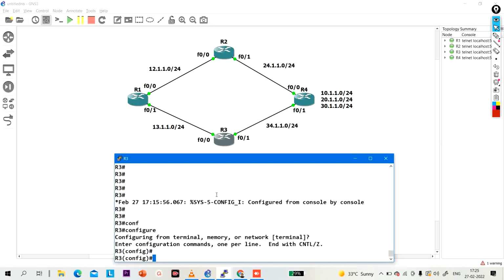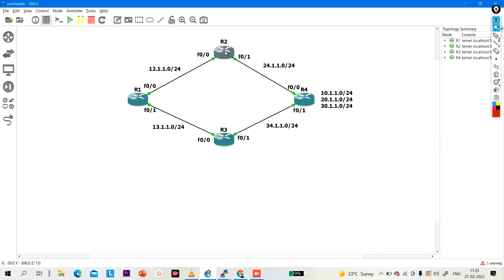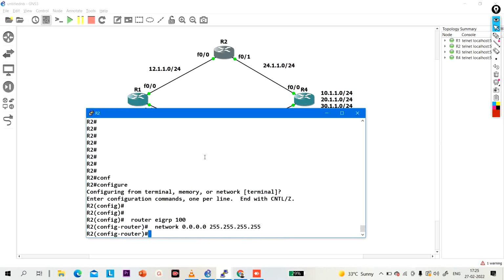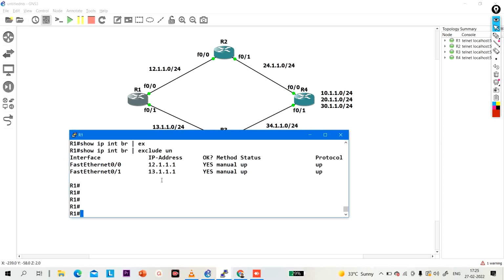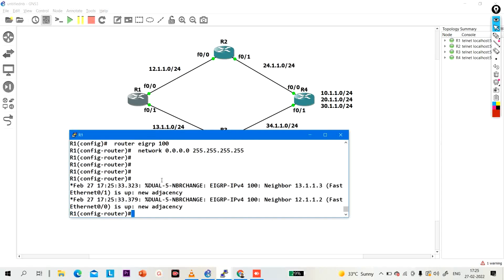Okay, now go to R3, configure terminal. Let me run this command. Go to R2, run this command. Go to R1, run this command, right? You can see.